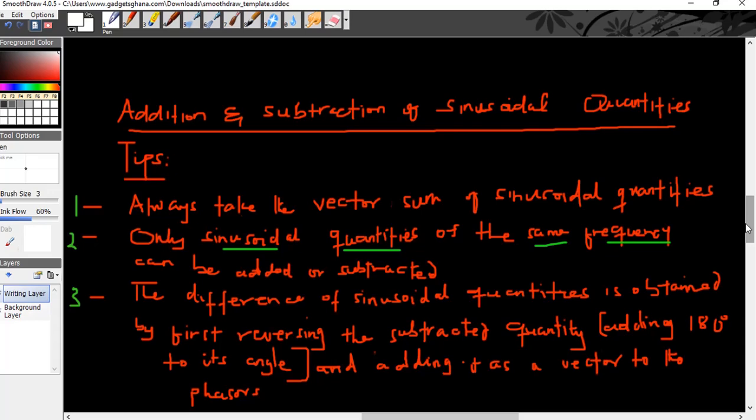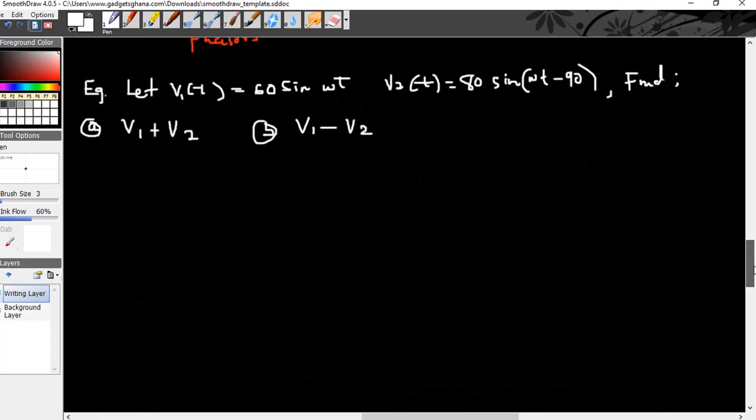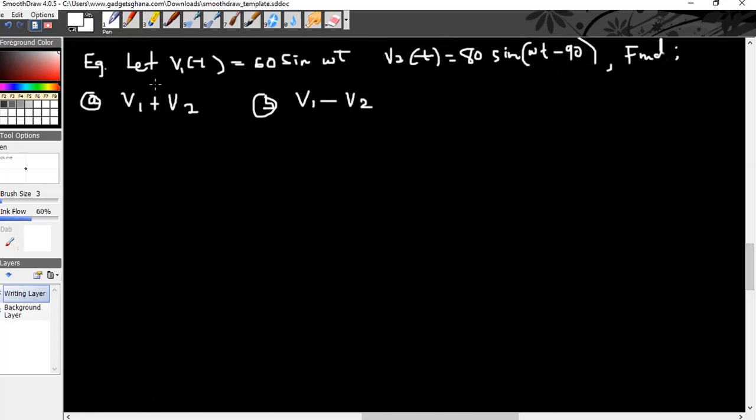Let's take a look at some examples so that you get to understand. We've been given a certain sinusoidal quantity, v1 at time t equals 60 sine omega t, and v2 at time t equals 80 sine omega t minus 90. Let's take a look at how we find v1 plus v2.